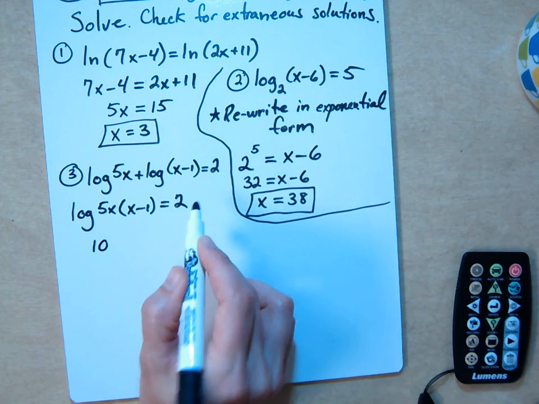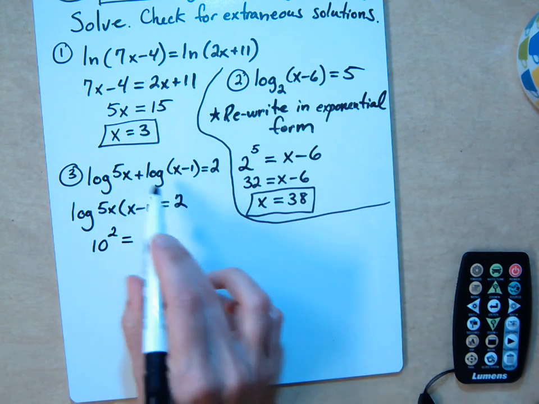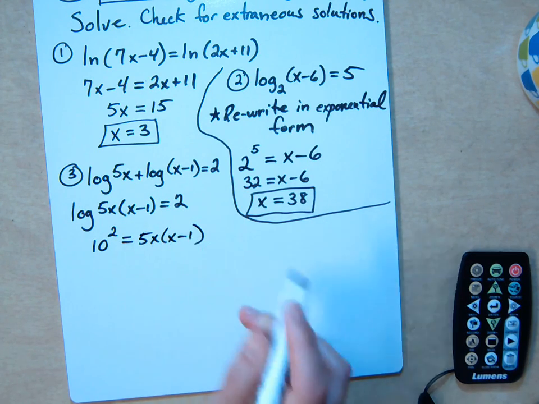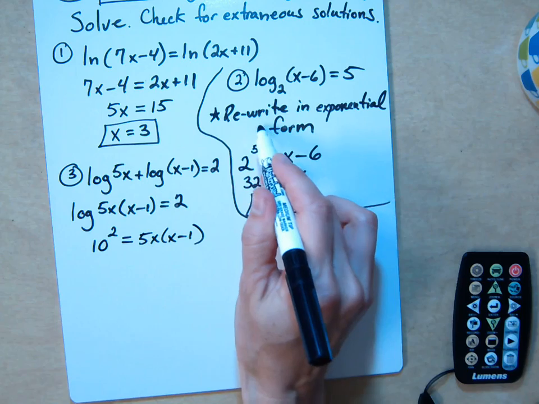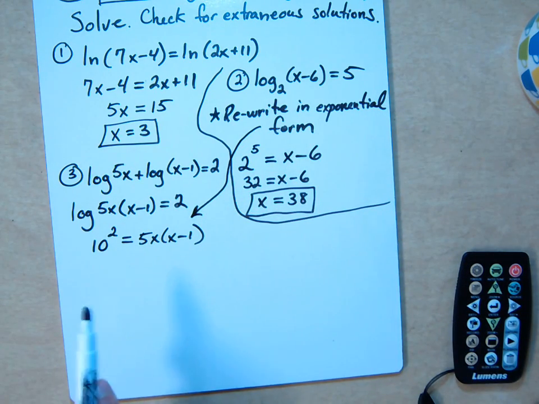2, right? The exponent's over here. 10 to the second power equals, and here's the answer, 5x times x minus 1. That was when I said rewrite in exponential form, that's exactly what I did right here. And now there's no log. That's how you get rid of the log, is by writing it in exponential. This is algebra 1, solving this equation.